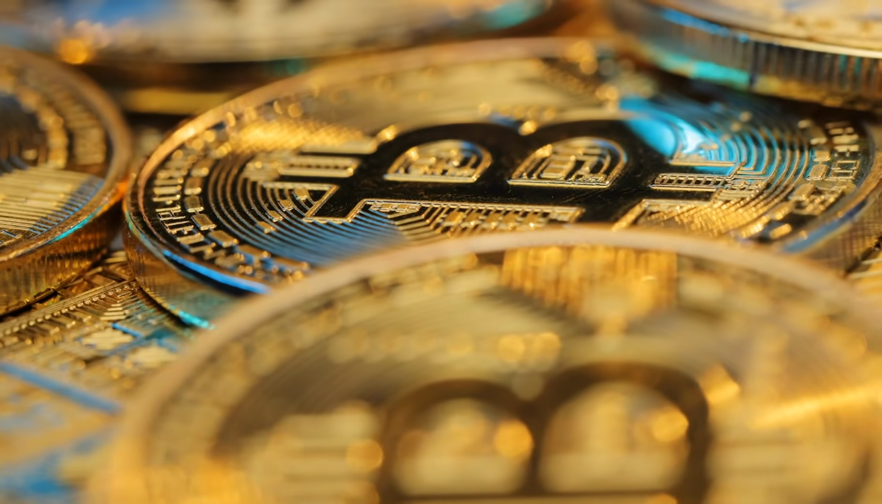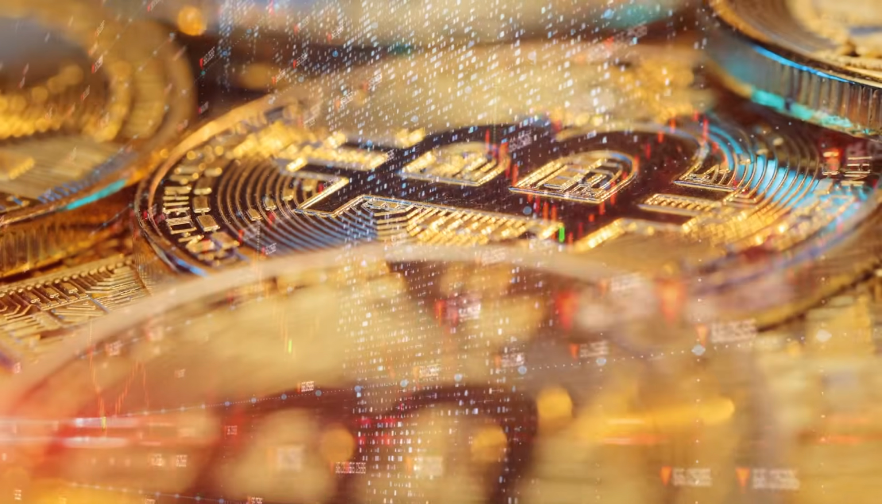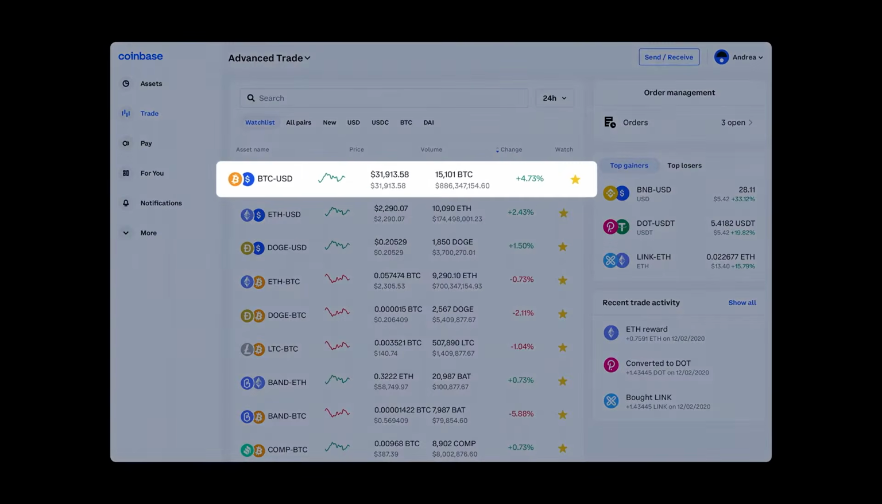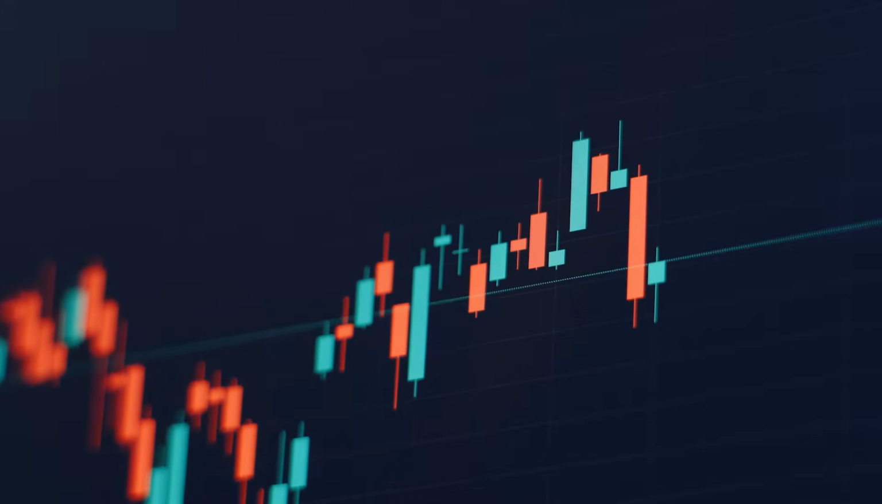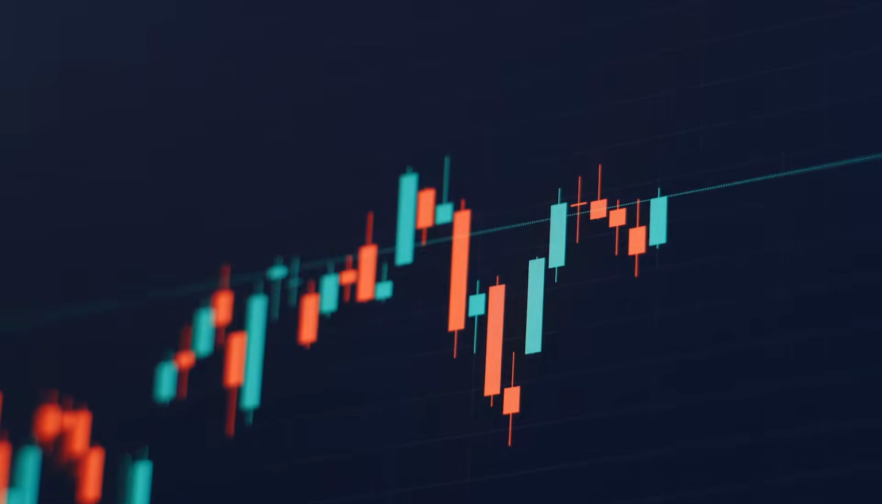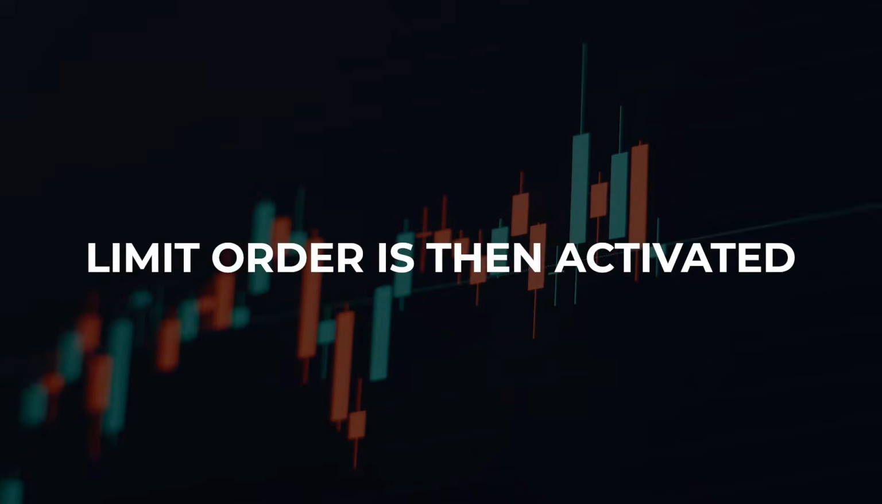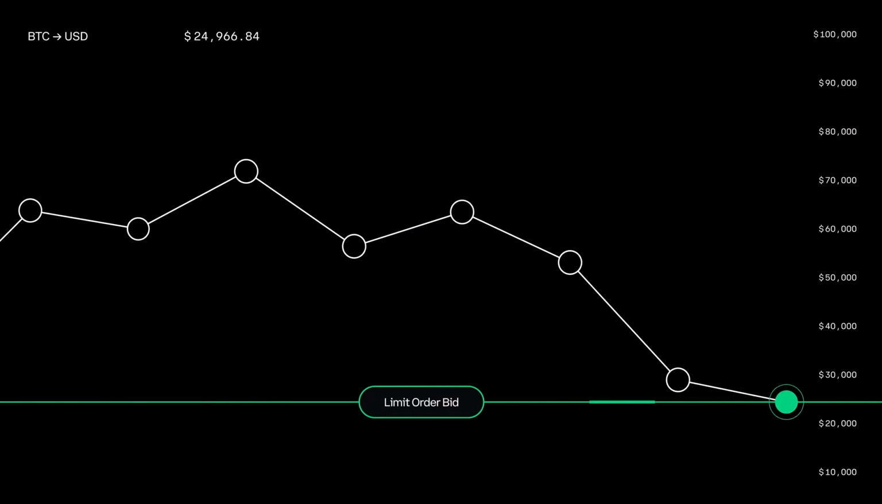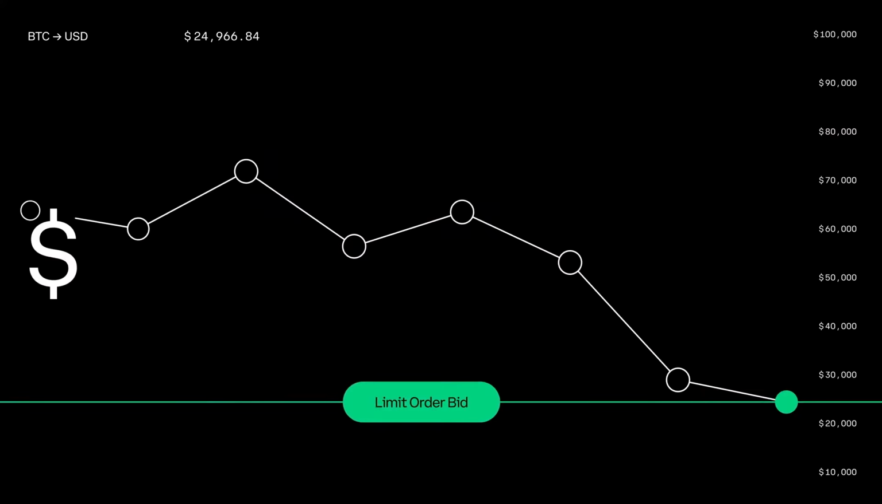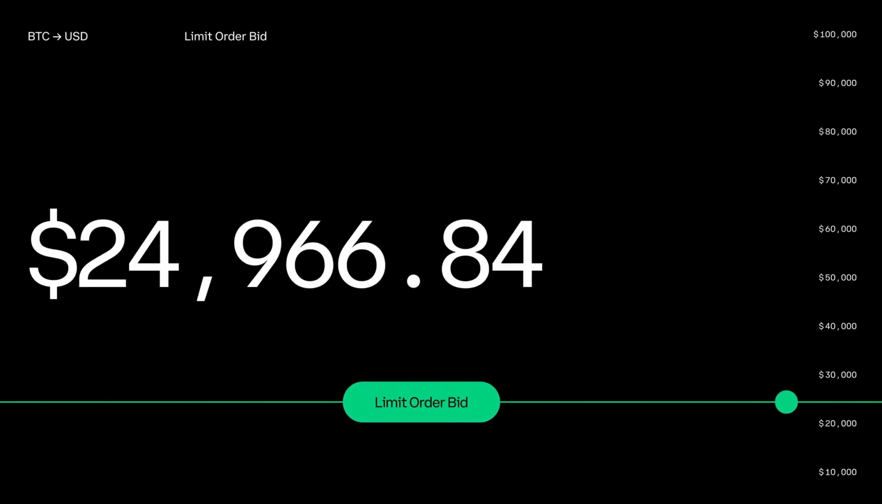For example, if you own Bitcoin and you're worried about the price falling, you could set a stop price lower than the current market price. Once the price falls to or below this stop price, your limit order is then activated. The limit order is the specific price at which your Bitcoin will be sold once your stop price has been reached, and they come with several advantages.